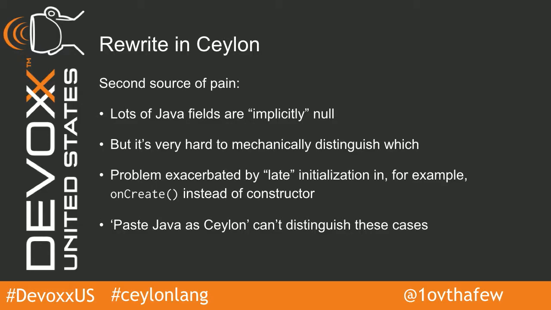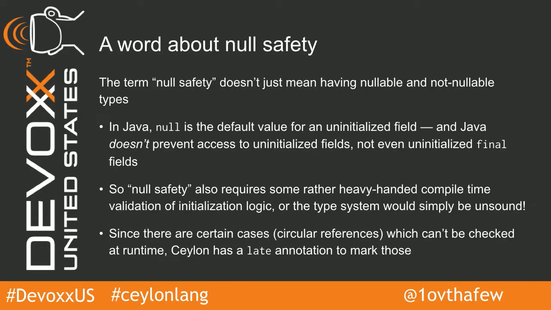And there are some Android APIs which work like this. So in this case, you have a field which is in principle non-null, because its initialization is delayed until after the constructor, and it's done in some magical method that has some life cycle that the tool can't really tell anything about. It's awfully hard for it to distinguish which of these fields are really null. So it does the best it can, but most of the time, it just says, all right, this field's non-null. And then I have to come by mechanically and fix that.